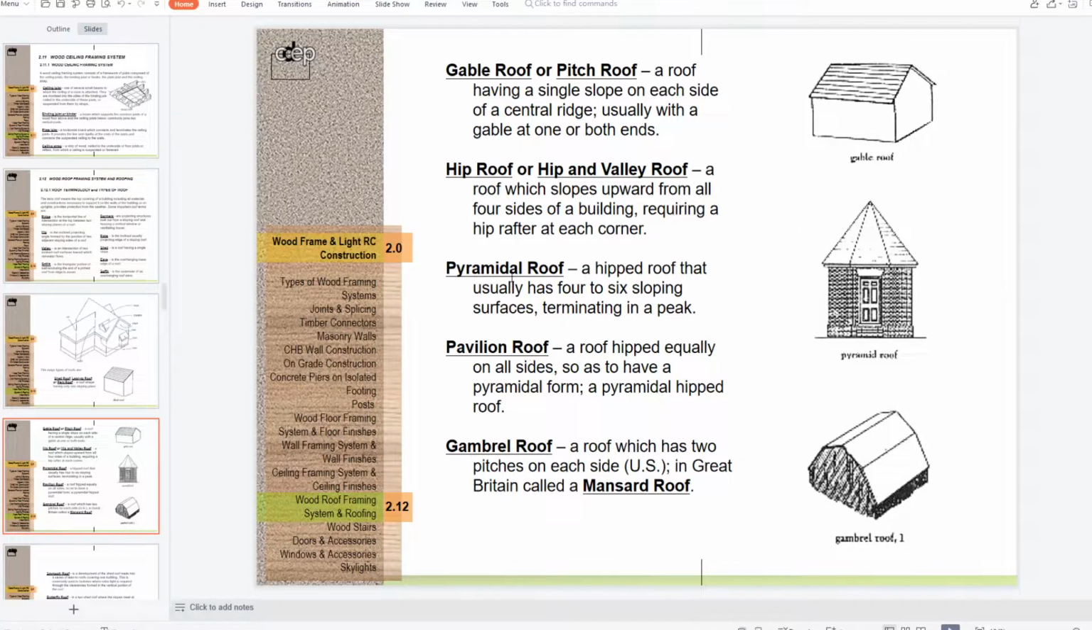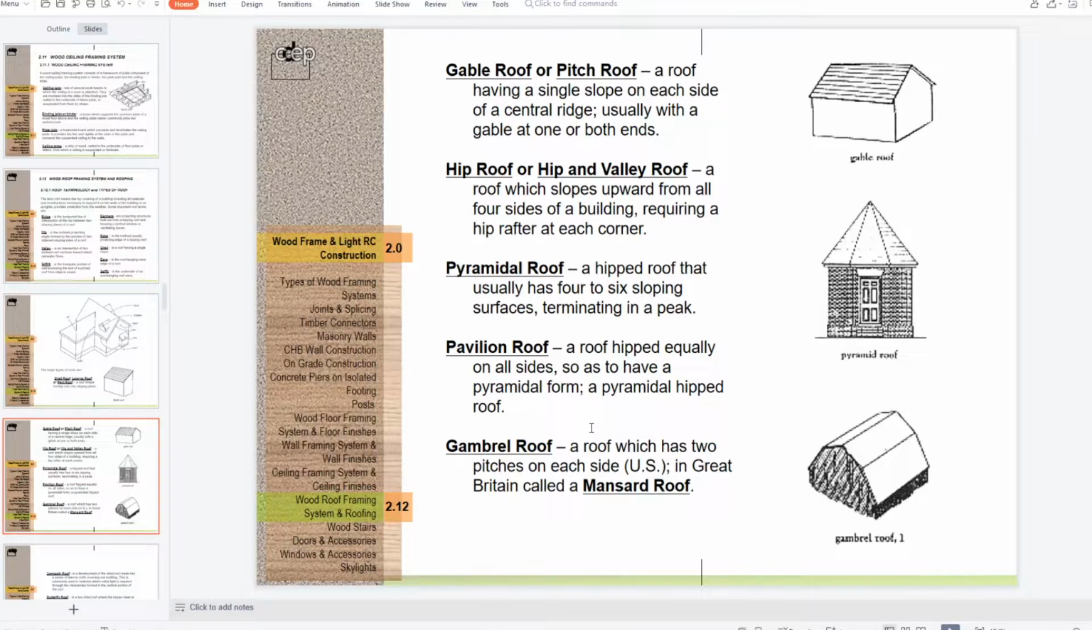And then the next is the pyramidal roof. So it is a hip roof that usually has 4 to 6 sloping surfaces, terminating in a peak. So kalabanan sa mga pagoda, amo siya ang roofing nila. And then the pavilion roof. So a roof hipped equally on all sides so as to have a pyramidal form, a pyramidal hip roof.